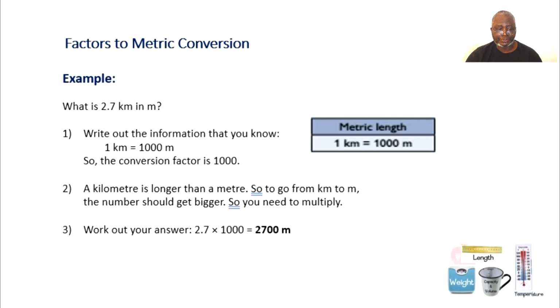Example of metric conversion. What is 2.7 kilometers in meters? Write out the information that you know. 1 kilometer is equal to 1,000 meters. So the conversion factor is 1,000. You can see that in the box there on the right. A kilometer is longer than a meter. So to go from kilometers to meters, the number should get bigger. So you need to multiply. Work out your answer. So 2.7 kilometers times 1,000 is equal to 2,700 meters.